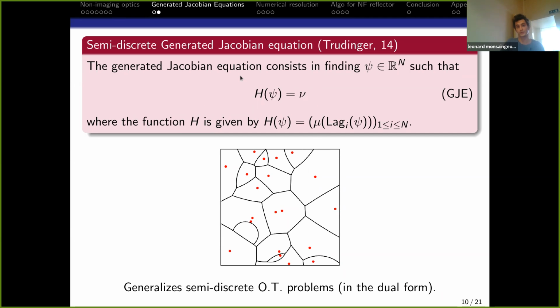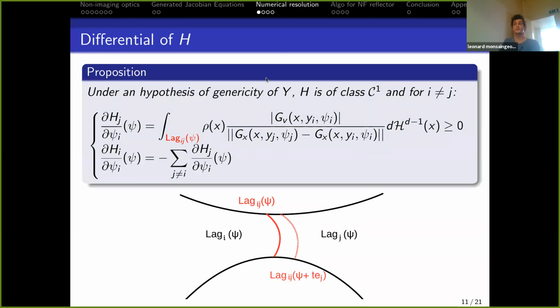And now what we are going to do is try and solve this equation using a Newton algorithm. So basically what we want is H of psi minus nu equals 0. And for Newton, what we need is to show that H is C1 so that we can do a first order development. So this is the main result of the article we are publishing with my advisor.